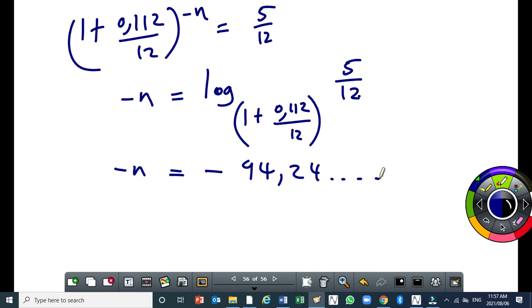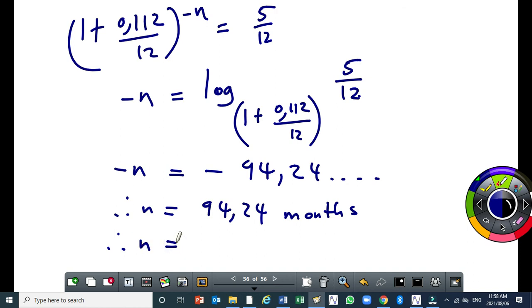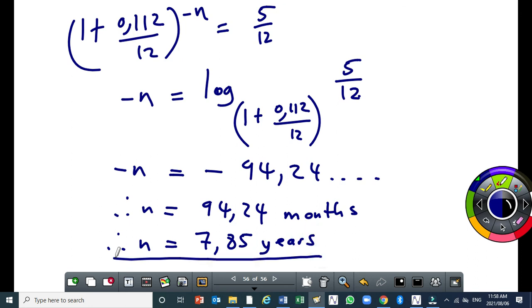There's a negative there, therefore n is going to be 94.24. Now this is 94.24 months, but we are supposed to convert it to years. So we divide this by 12. Therefore, n is going to be equal to 7.85 years. Then you are done.